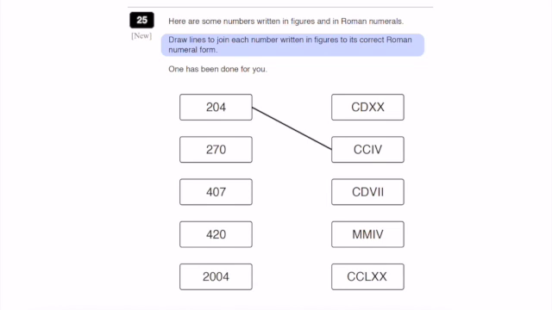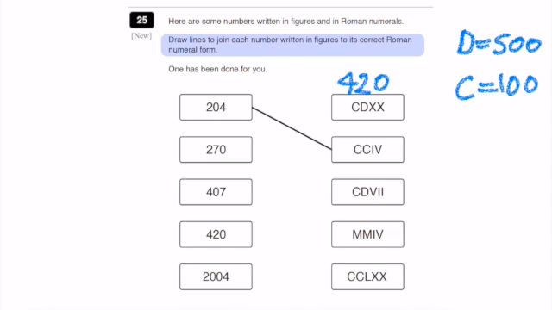Okay, so the way that I would do it, I'm going to write the number above. So we know that D is 500. So I'm going to use this to help me. We know that C is 100. So when you have C before D, it's 400 because it's 500 take away 100. So that's 400 and XX is 20. 420. So I'm going to do that. Here we've got another 400 because it's CD. So CD is 400 and then V is 5. So it's 407.